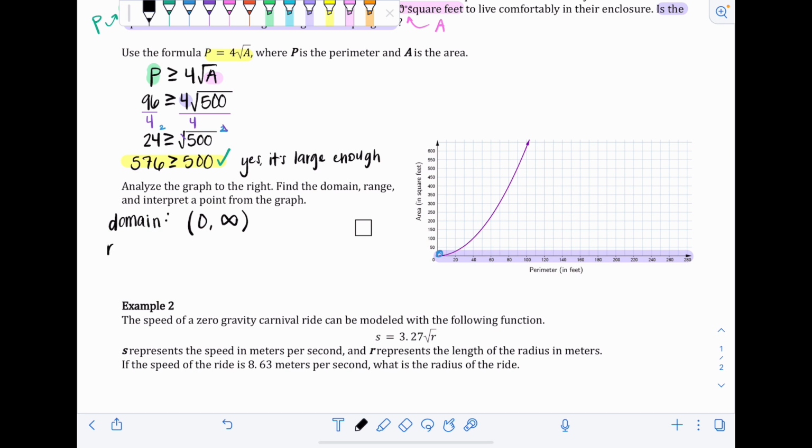And then for range, range is all the possible y values of the graph. So if we look at the y-axis, that is area. And then same thing here.